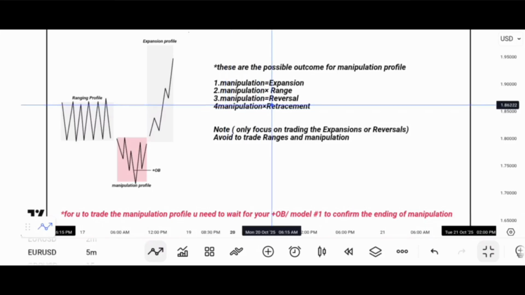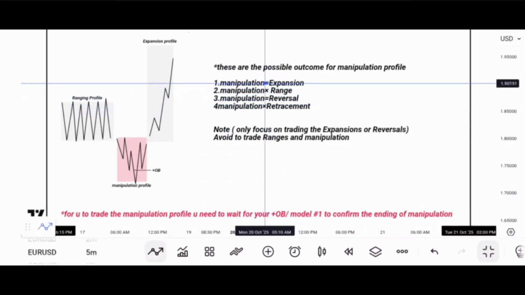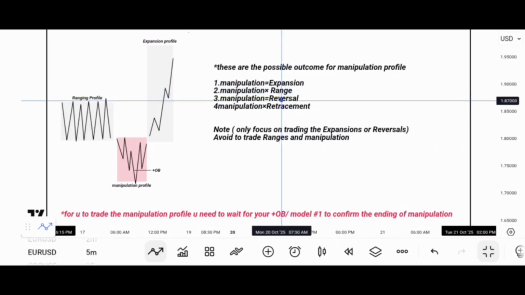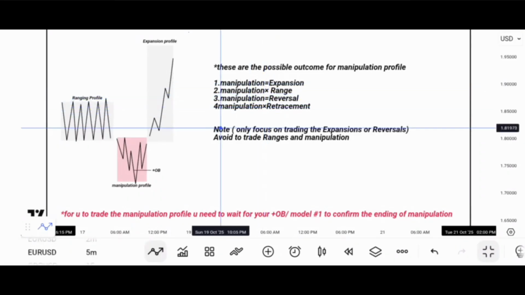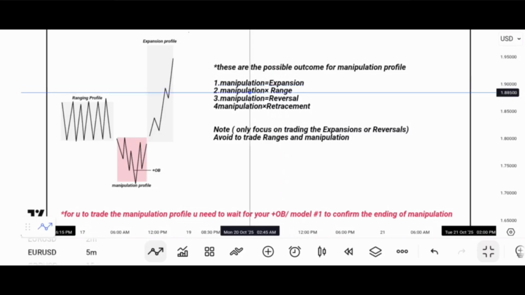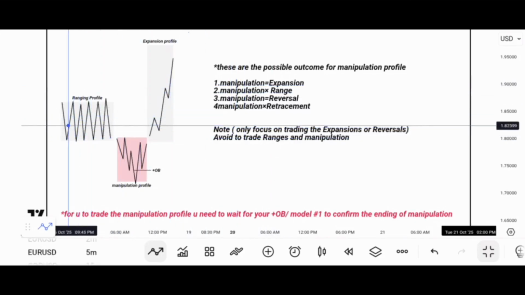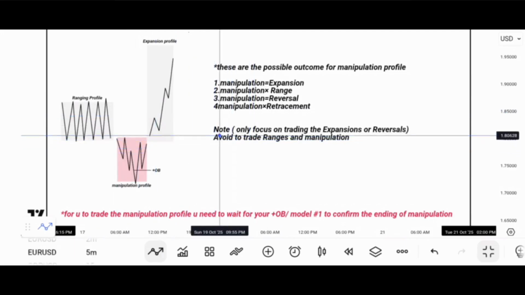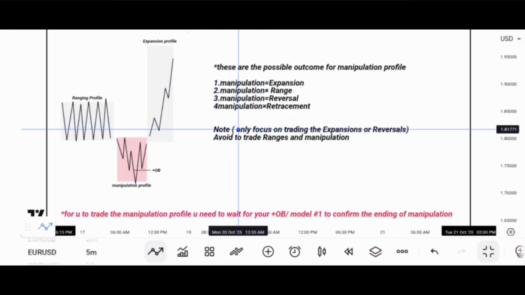The ones that I have marked X in between the manipulation and its following range profile or following leg, the X's mean it's not possible, right? The ones that I've used the equal sign for are the possible outcomes that we can get when we are using the manipulation profile, right?